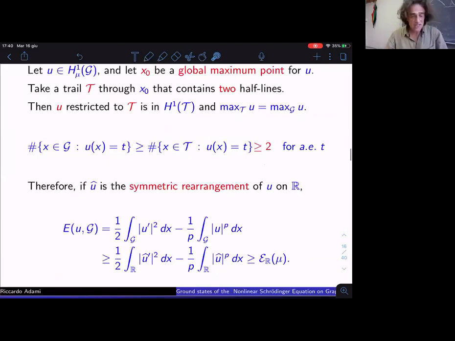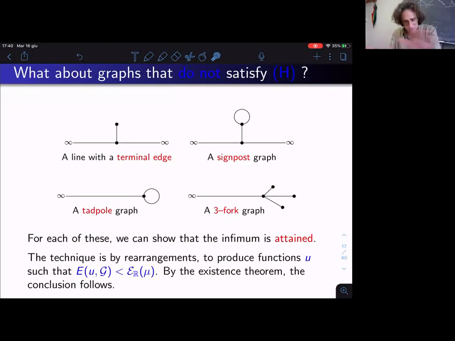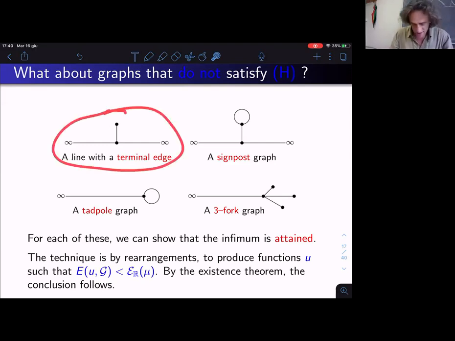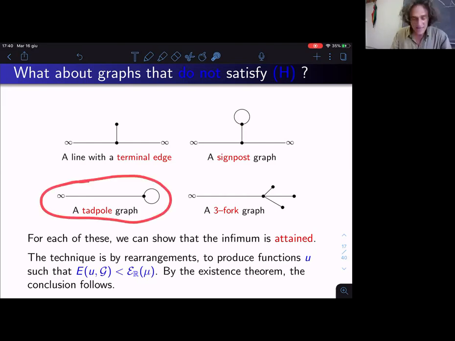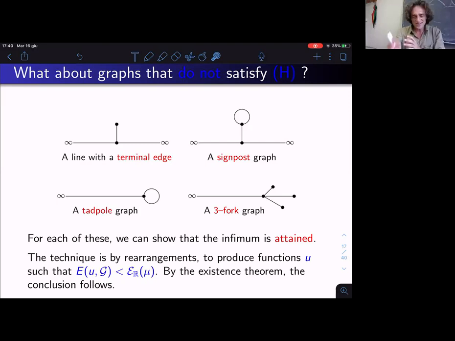I will skip the sketch of the proof, and I just tell you that it is a simple application of some rearrangement methods. Now it's simple, but in order to understand that, it took a lot of time for us. But of course, there are graphs that do not satisfy the hypothesis H. First, I show you this one, also called a signpost graph because of the presence of this pole, the pole of the signpost. And the quite famous tadpole graph, which has one line, and another like it. You can prove, stealing the word from James and Grisha Berkolaiko, with some surgery of graphs, that the constrained infimum is always attained here. And one can use rearrangement.